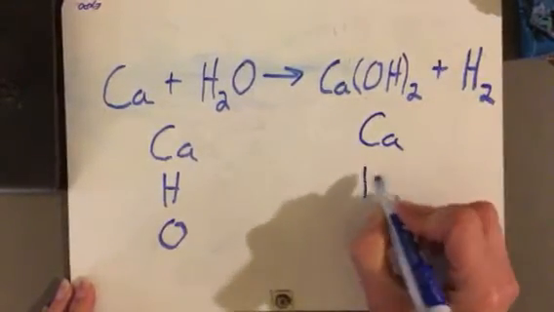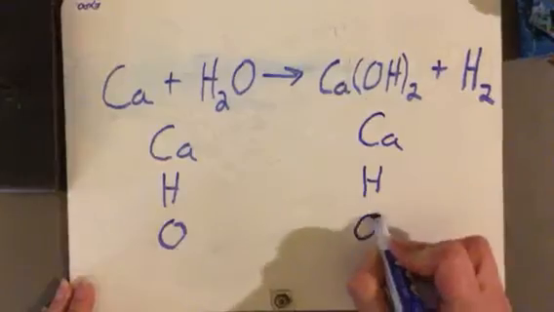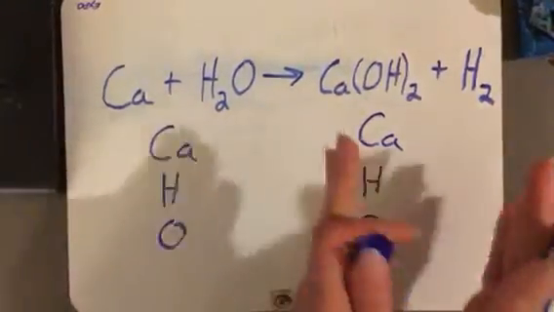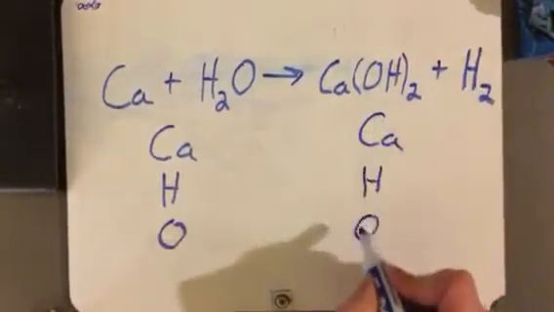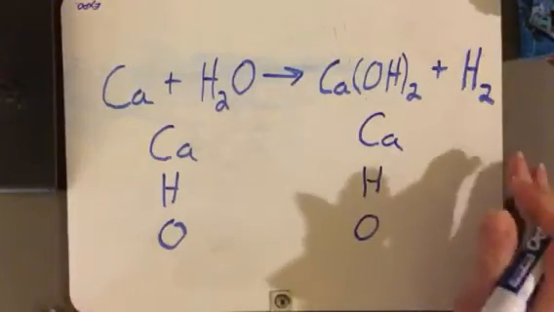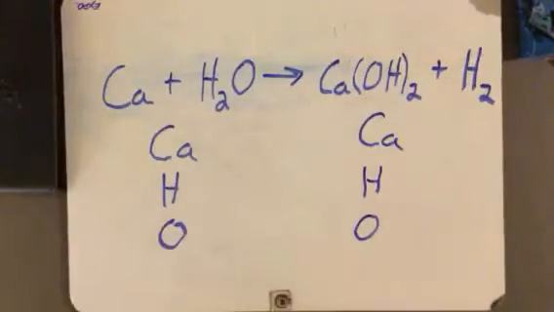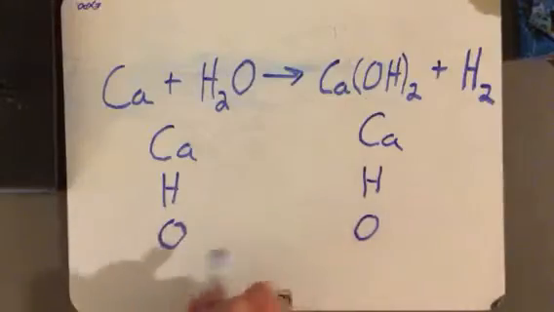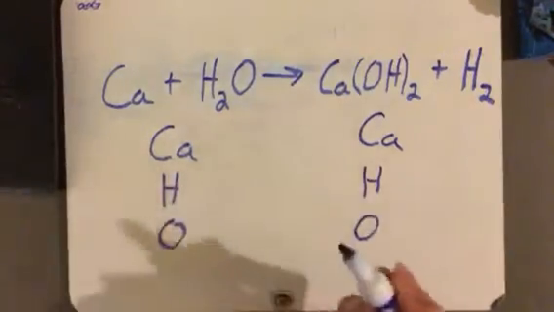Calcium here, and hydrogen, and oxygen. Now I encourage you to make just one list on each side. Don't write calcium and oxygen and hydrogen here, and then hydrogen over here too. One list on each side, and put them in the same order. You will be happiest. Okay, now we count.